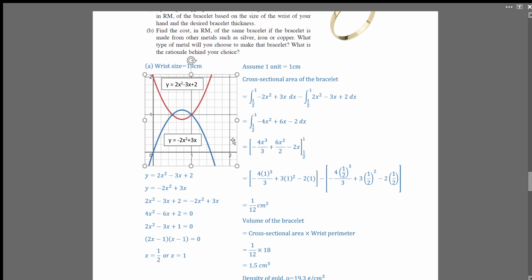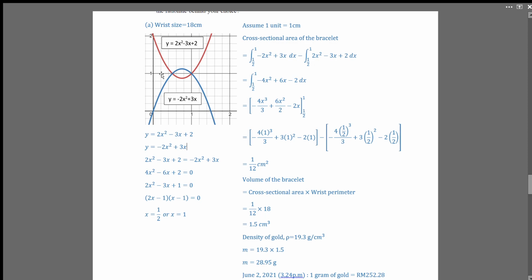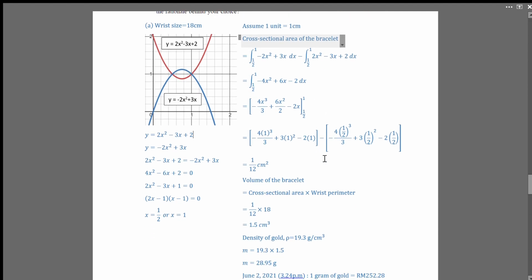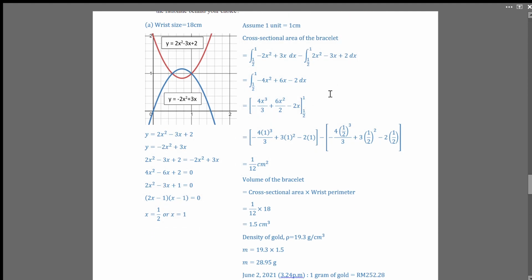So it's a similar solution, but this one is a bit different because I need to find the cost of the bracelet based on the size of my own wrist. So I measured my wrist size, the perimeter is 18 cm. So this one is much easier. After I calculate the cross-sectional area, I will multiply it with the wrist size so I can get the volume of the bracelet easily. So this is basically my solution.